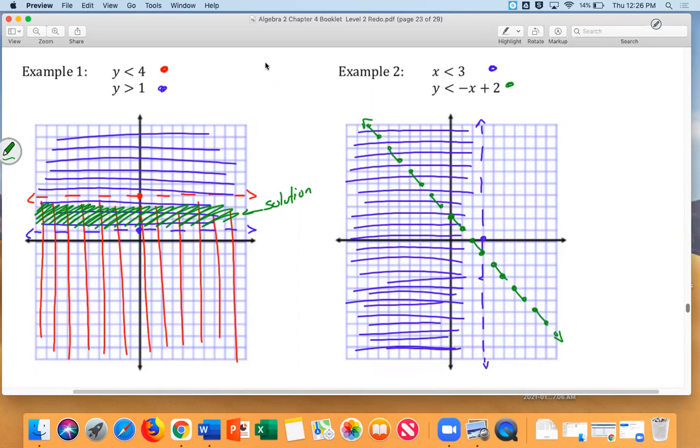Y is less than, so where are numbers less than 2? Well, numbers less than 2 are below. So where's my answer? Here.